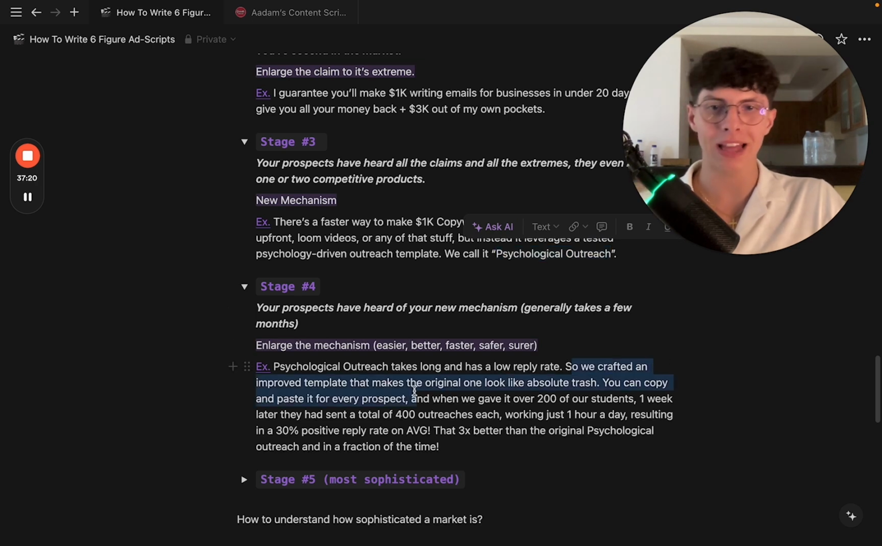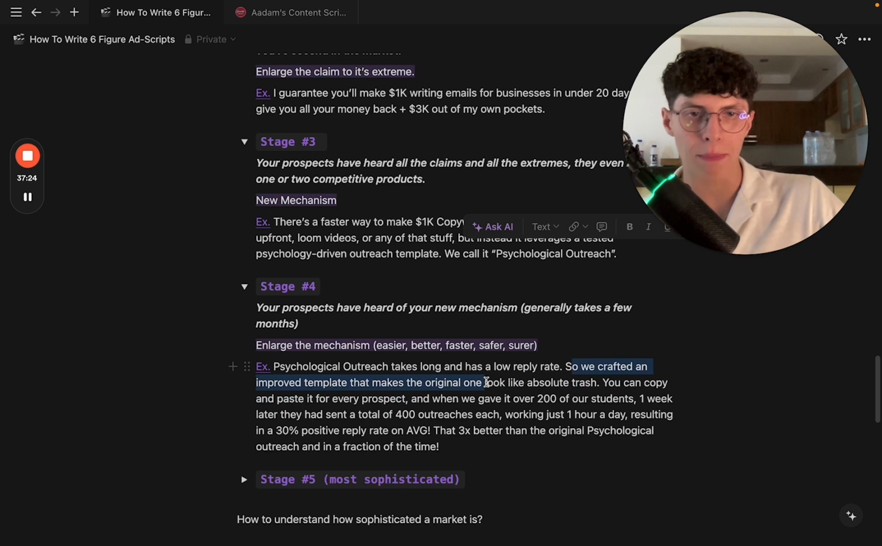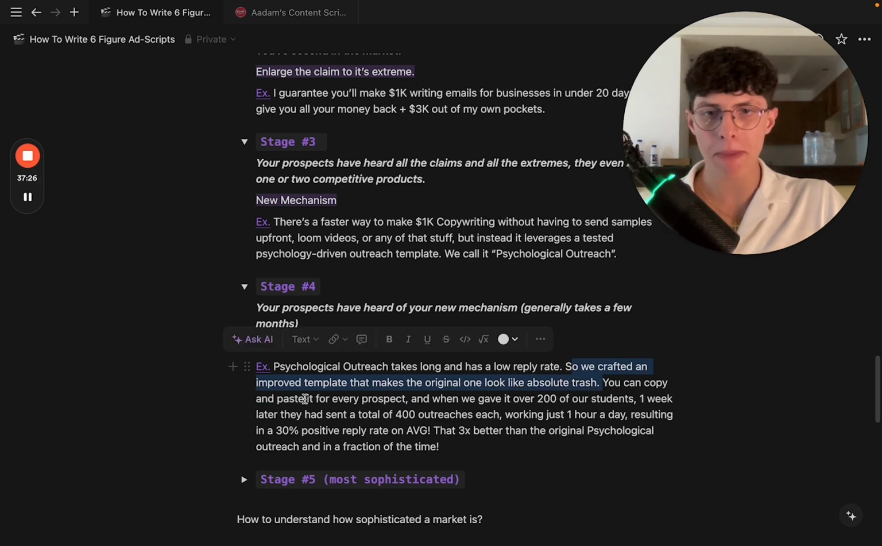So we crafted an improved template that makes the original one look like absolute trash. You can copy and paste it for every prospect, and when we gave it to 200 of our students, 1 week later, they had sent a total of 400 outreaches each, working just 1 hour a day, resulting in a 30% positive reply rate on average. That's 3 times better than the original psychological outreach and in a fraction of the time.